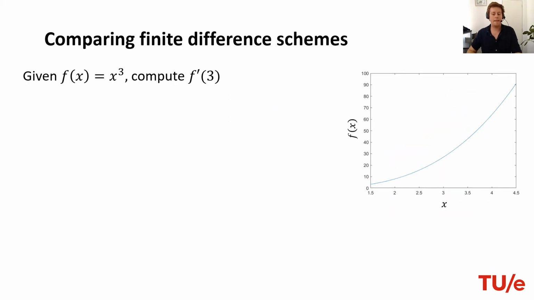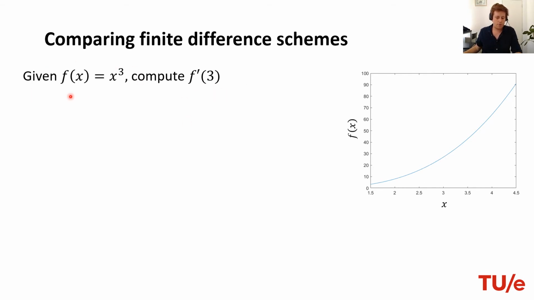Let's now apply these finite difference schemes that I discussed in the last slide to a practical example. In this example, we want to compute, for the function f of x equal to x cubed, x to the power 3, the derivative of f at x equal to 3. This means we want to find the slope of the tangent line to the function f of x at x equal to 3. So that is at this point over here.